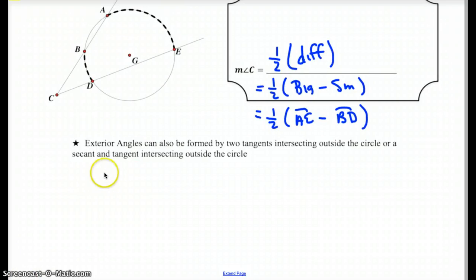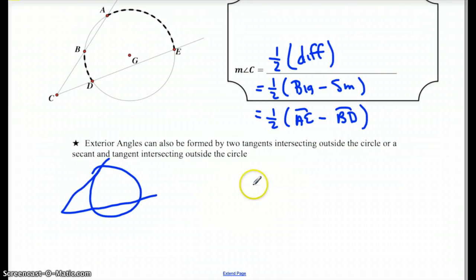For just a quick reference, if you had a circle and you had a tangent and a secant, you can see how, again, you have a bigger arc and a smaller arc. So this angle would be half of this arc minus this arc. And if you had 2 tangent segments, then it would look something like this, right? And in this case, your bigger arc would go from this tangent point all the way over around the side to that tangent point, and then your smaller arc would go from here to here.